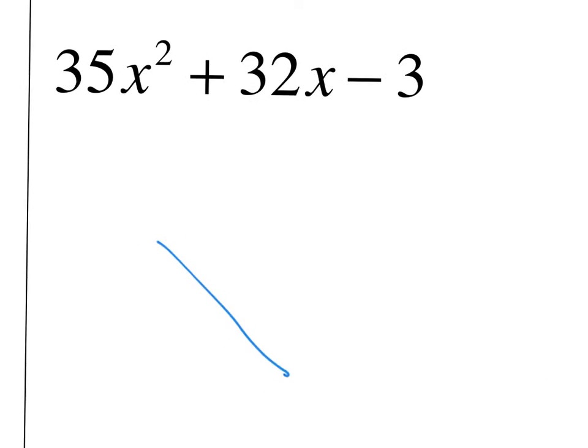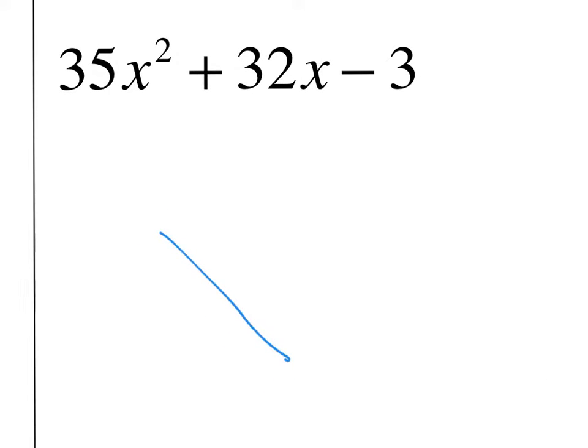Next problem, we've got 35x squared plus 32x minus 3. First thing, again, I'm going to multiply my a and c term. It's going to be negative 105x squared. I'm trying to find things that multiply to negative 105 and add up to 32. I have a big hint because 35 and negative 3 is positive 32, and actually that's exactly what I want. So that's kind of convenient. I can just plug those numbers in. I just looked at the two numbers that I multiplied, and they happened to be the ones that also add up to the middle piece.